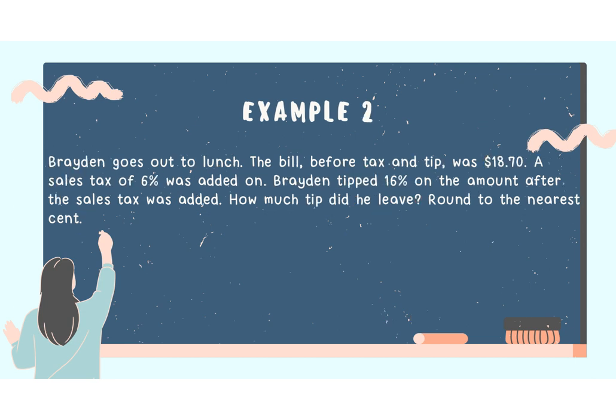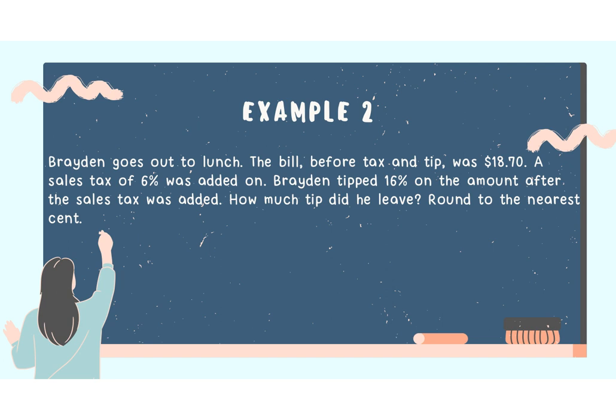This brings us to example 2. Example 2 says, Braden goes out to lunch. The bill before tax and tip was $18.70. A sales tax of 6% was added on. Braden tipped 16% on the amount after the sales tax was added. How much of a tip did he leave? Round to the nearest cent.